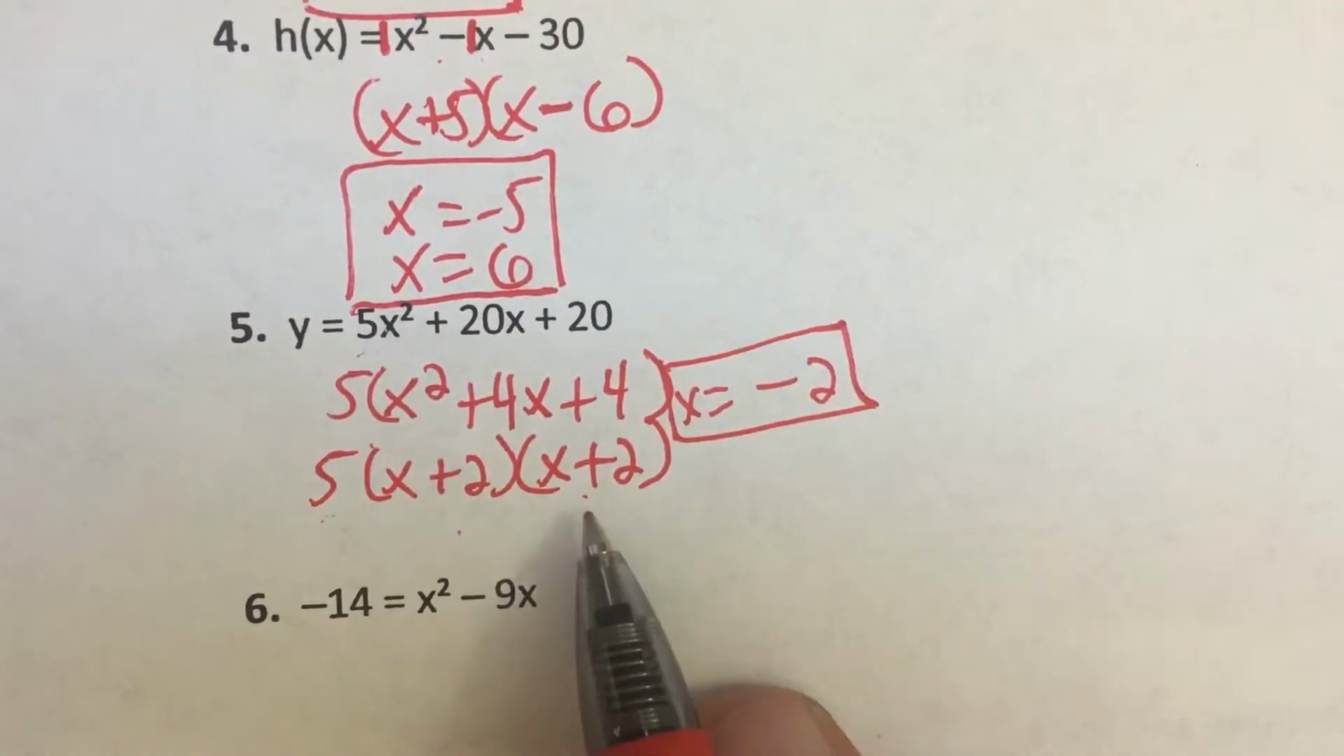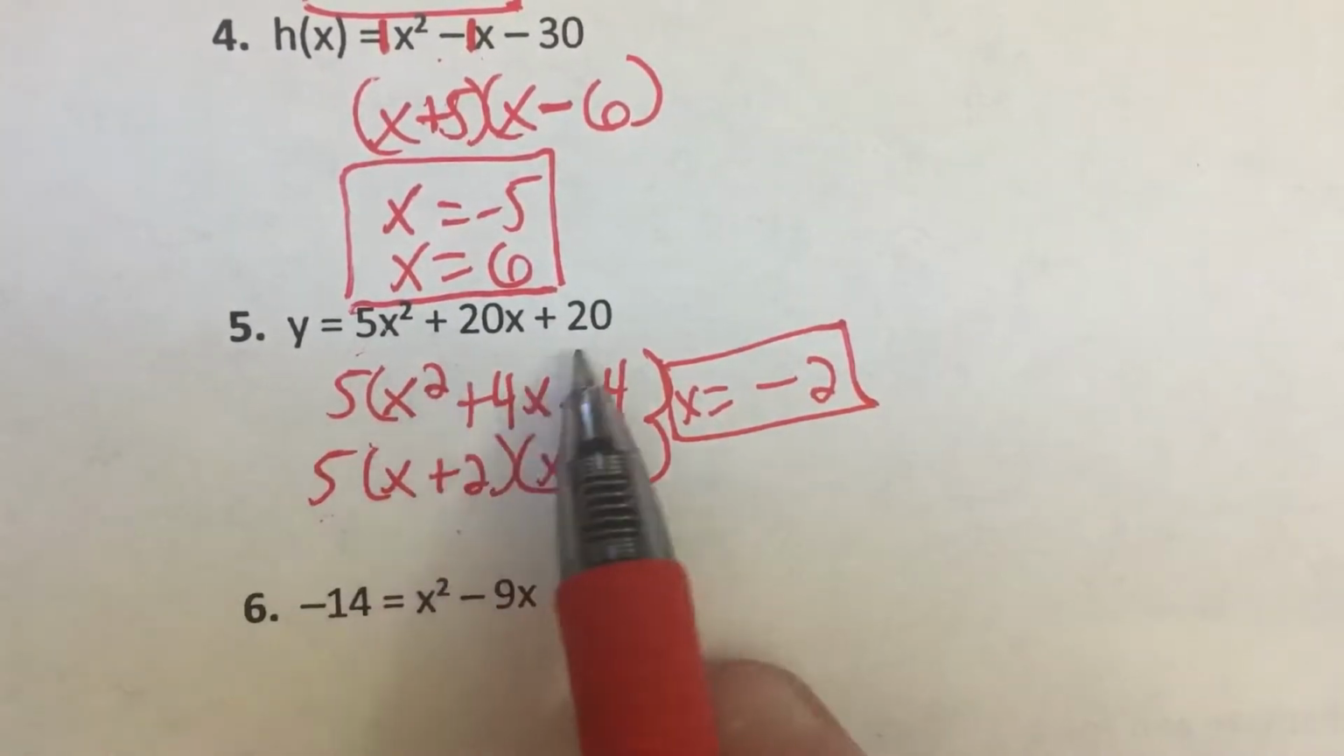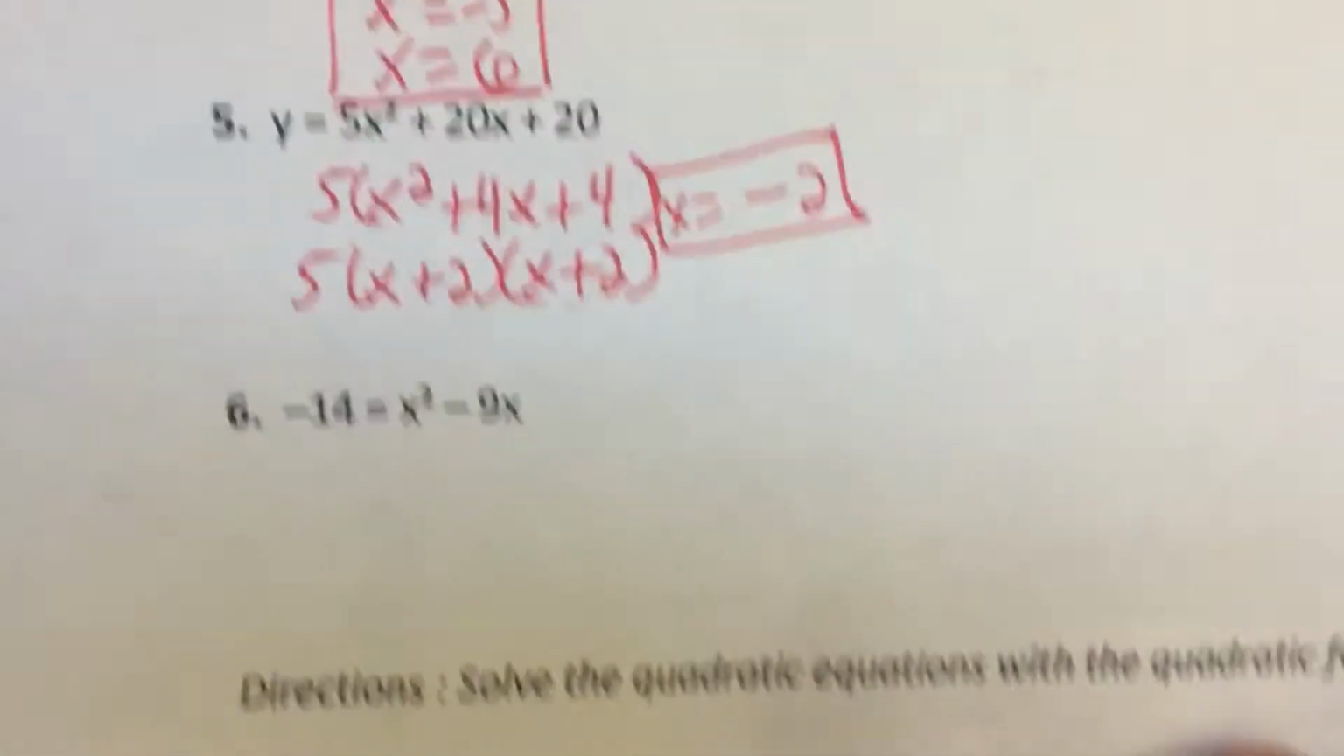I'm going to stop right there because the second binomial happens to be exactly the same thing. It's not as if I would get a different answer for this one, so I just end up with one solution this time. There's only one place this parabola hits the x-axis, and that's at negative 2.